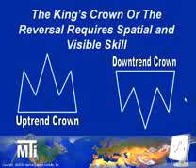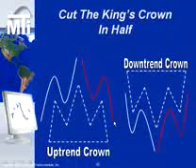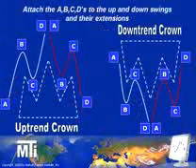Once again, trading the crowns requires spatial intelligence. It's that visible skill of being able to detect an uptrend crown versus a downtrend crown. Now let's dissect this and cut it in half. You have an up A, B, C, D, and a down A, B, C, D. Just like in a downtrend, you start off with your down A, B, C, D, and then it reverses and creates an up A, B, C, D. Can you see it?